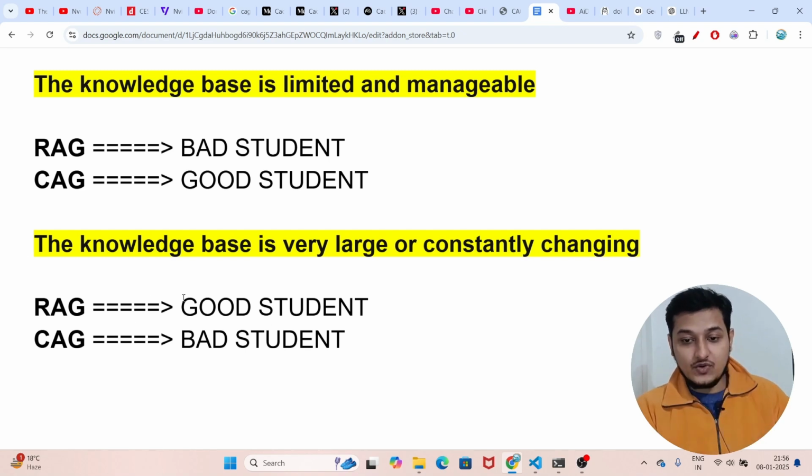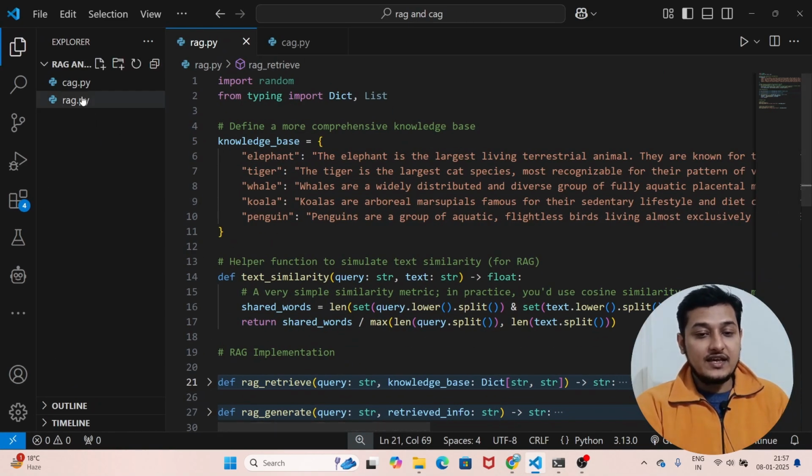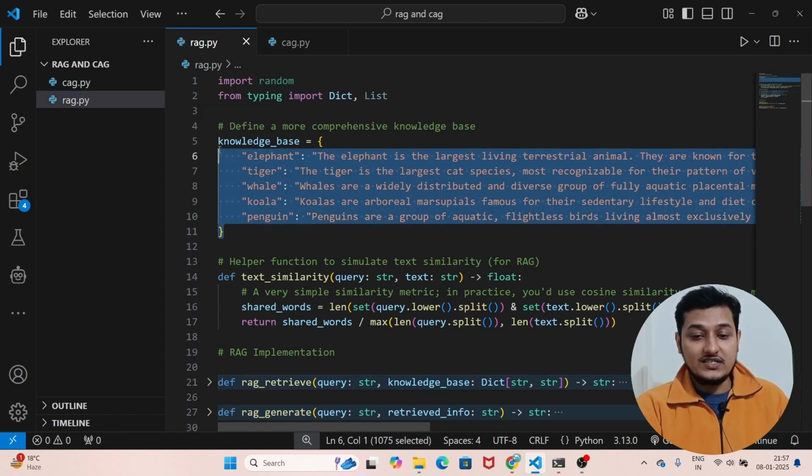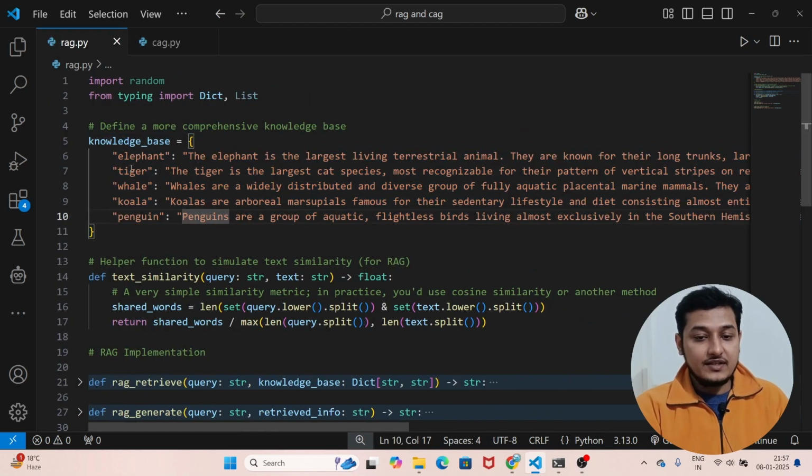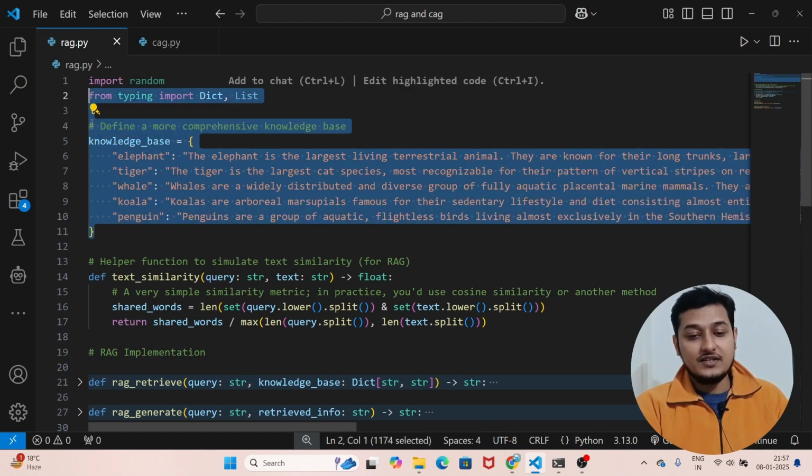Okay, so I hope you got the point. Now let me show you the example. See here, I have prepared this file rag.py. Inside this rag.py, you see that I have this knowledge base. In this knowledge base I have written the meaning of elephant, tiger, koala and penguin. This is my knowledge base and there is some data.